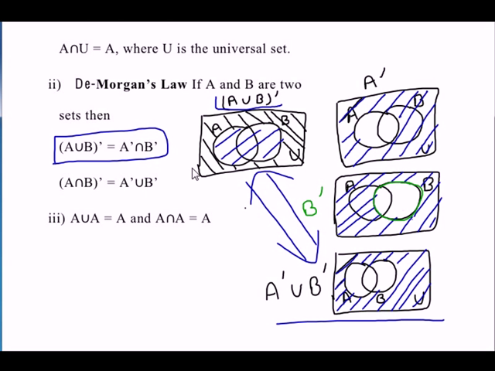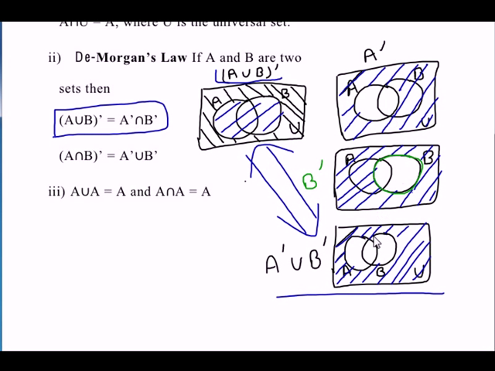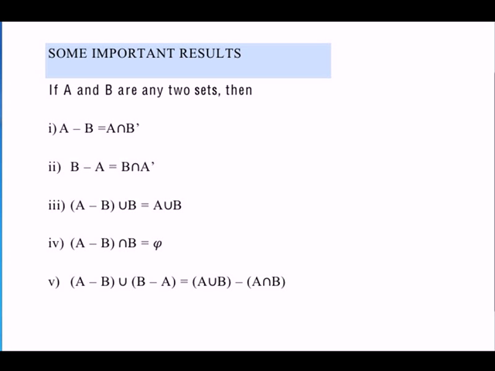So if you just draw these diagrams like we've done for the first rule, you'll find that it's quite easy and intuitive to see how it works. Now some important results. Some of these you might need to use as direct application in a problem. So the first one is A minus B is equal to A intersection B complement.